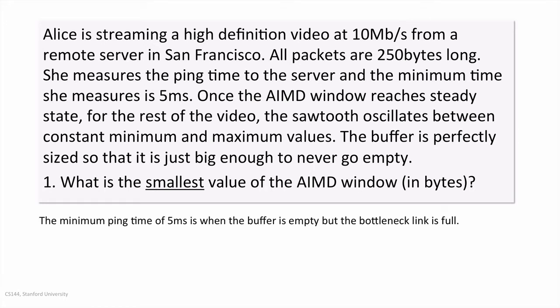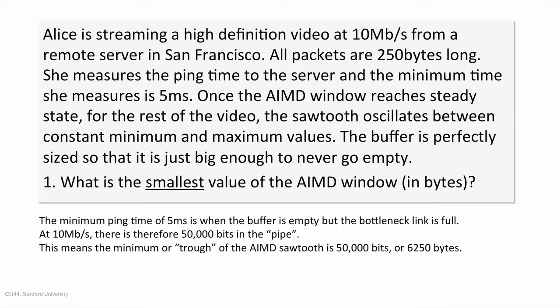Well, the minimum ping time of 5 milliseconds is when the buffer is empty, but the bottleneck link is full. At 10 megabits per second, there's therefore 50,000 bits in the pipe. This means the minimum or trough of the AIMD sawtooth is 50,000 bits, or 6250 bytes. So therefore the answer is 6,250 bytes.